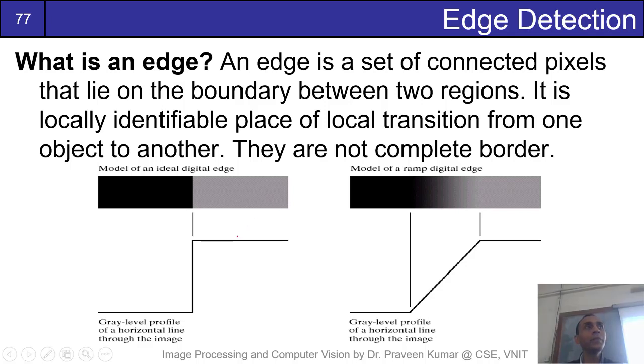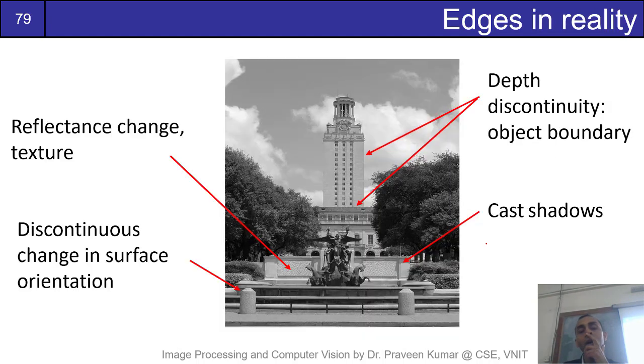So edges can be of different types. An edge is basically the boundary of two regions which are supposed to be of different intensity values. It will be a local boundary, and normally your intensity values will be transiting from one range to another range, and that transition may be either a very sharp transition like this step edge, it can be a smooth transition like a gradual edge, or sometimes other things can also be there.